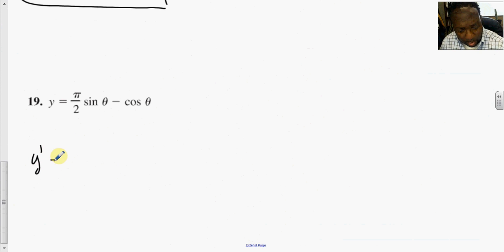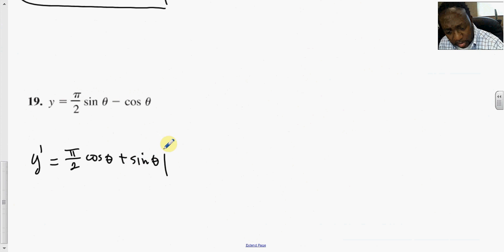Here we take y prime. So we get pi over 2, which is a constant, or a multiple, a multiplier. So it stays there, times the derivative of sine theta, which is cosine theta. The derivative of cosine theta is negative sine, so this is negative times a negative. We get plus sine theta.